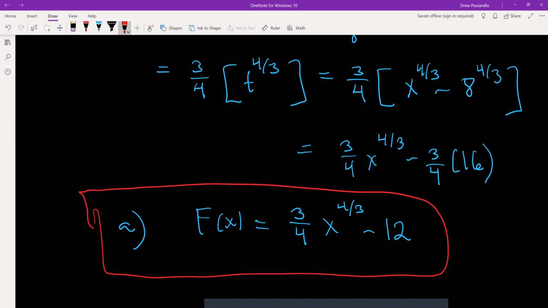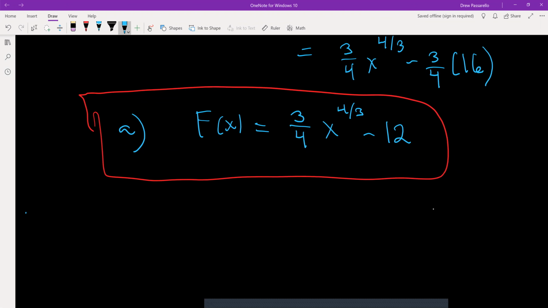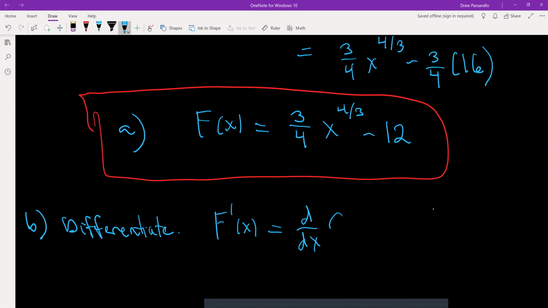Now, all we got to do is take the derivative, and if we take the derivative and it gives us the original function that was inside the integral, then we know we did this correctly. So now we're going to differentiate. So f prime of x, taking the derivative with respect to x, of 3/4 x to the 4/3 minus 12.